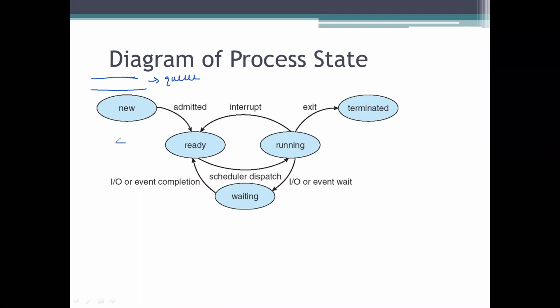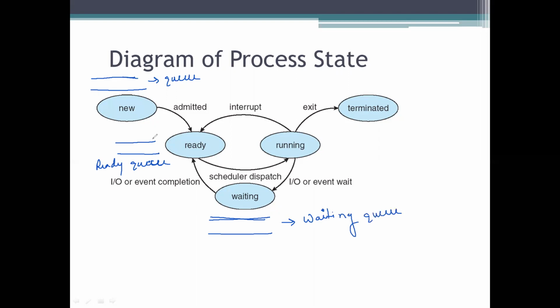With the ready state, another queue is there. So this queue is called the ready queue. And in the waiting state, another queue is associated with the waiting state. So this queue is called the waiting queue. Okay. So several queues are associated with different states of the process.